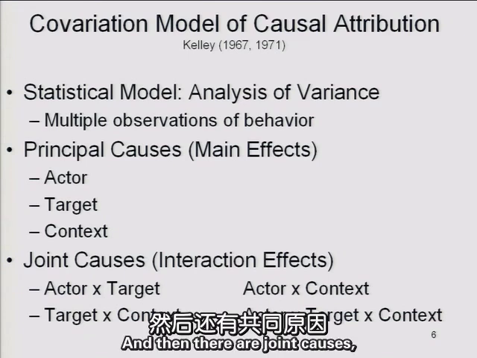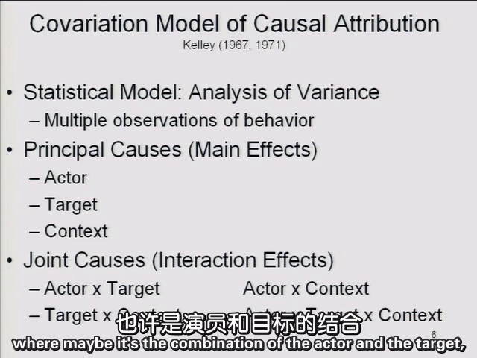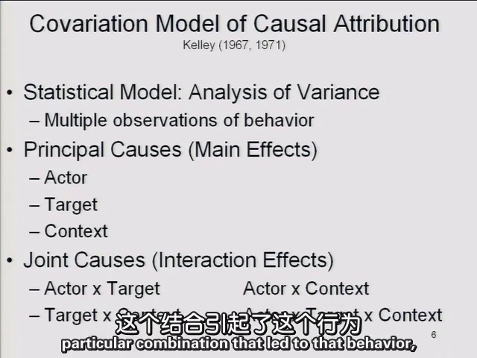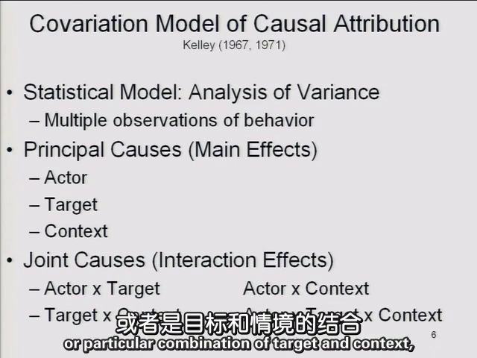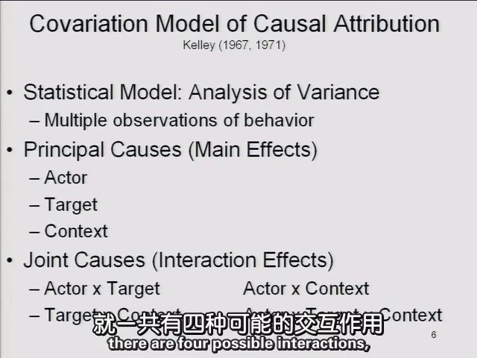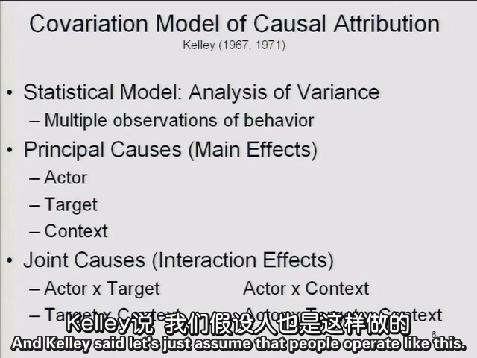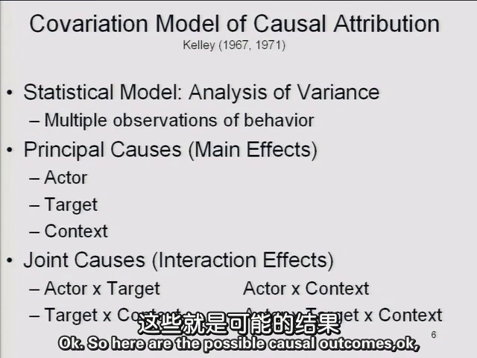And then there are joint causes, what are known in the analysis of variance as interaction effects, where maybe it's the combination of the actor and the target, a particular combination that led to that behavior, or a particular combination of target and context, or whatever. You can see that given three main effects, there are four possible interactions. Three two-way interactions, and then this three-way interaction. And Kelly said, let's just assume that people operate like this. Okay, so here are the possible causal outcomes.